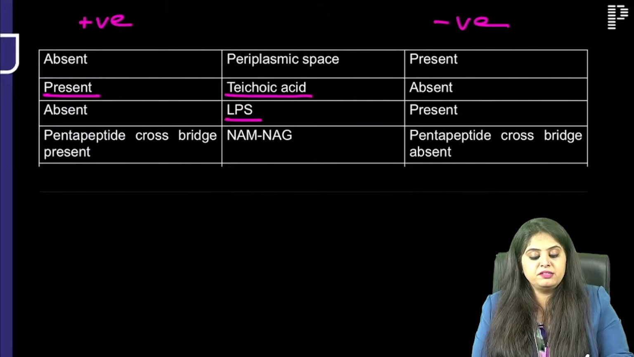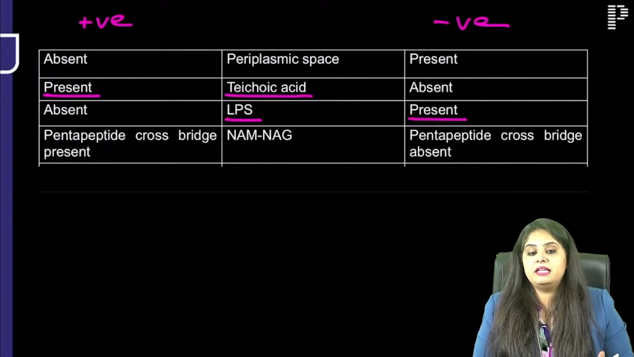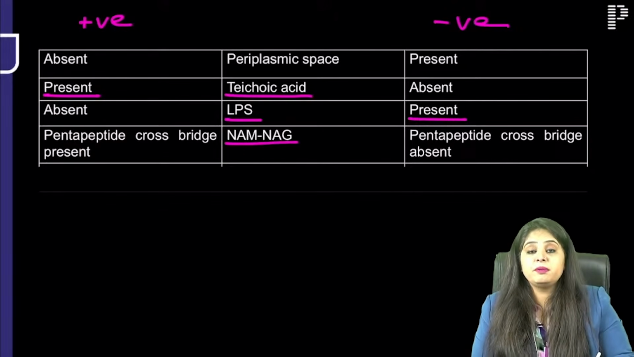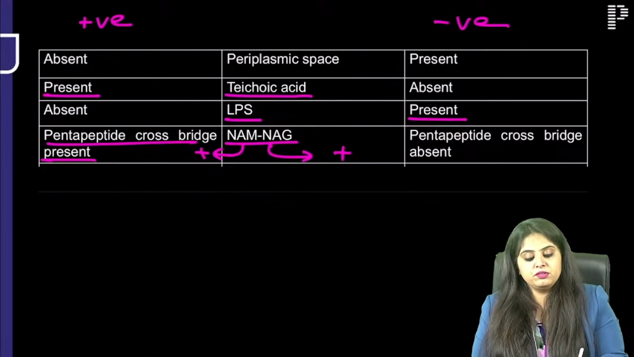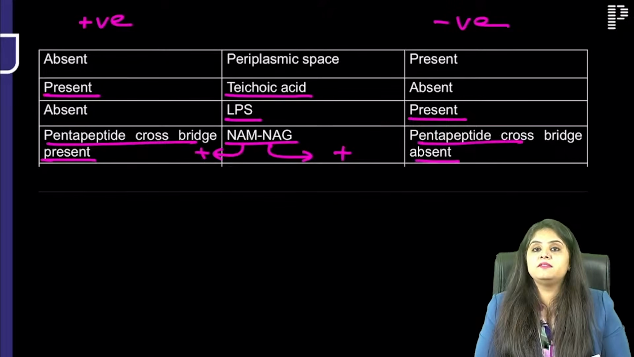Where is lipopolysaccharide present? It is present in gram negative. Where is NAM-NAG present? NAM-NAG is present in both, but where is the pentapeptide cross bridge present? Gram positive. Where is it absent? Gram negative. Did you understand up to here?